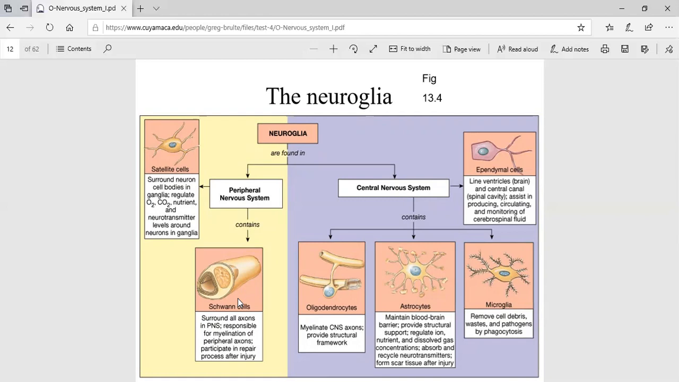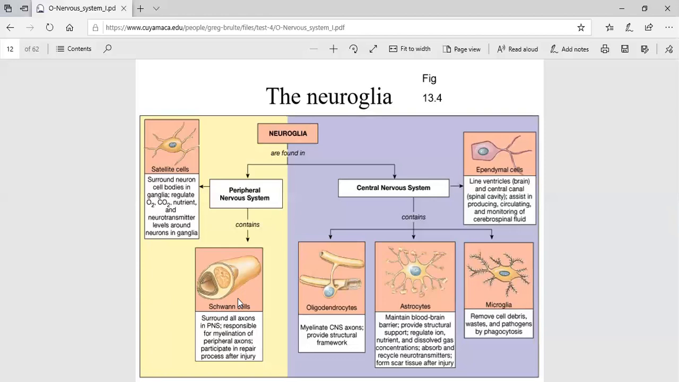So it surrounds an axon. Think of these things like little flattened pancakes. They're not very long, but if you had a wire, the wire is your axon, and then you took a pancake and put one edge of the pancake on the wire and then just wrapped it around the wire as many times as you could. That's basically what a Schwann cell is doing. It's just wrapped around it.